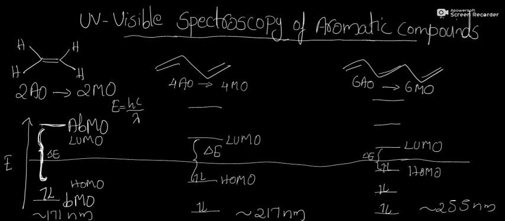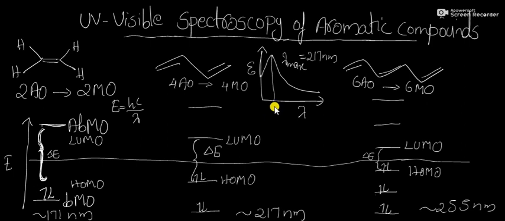Or according to molecular orbital theory, we can say that conjugation moves HOMO and LUMO closer to each other. That is, conjugation increases the energy of HOMO and decreases the energy of LUMO. This is the schematic representation of the UV spectrum of buta-1,3-diene. Here, lambda maximum is observed at 217 nanometer.